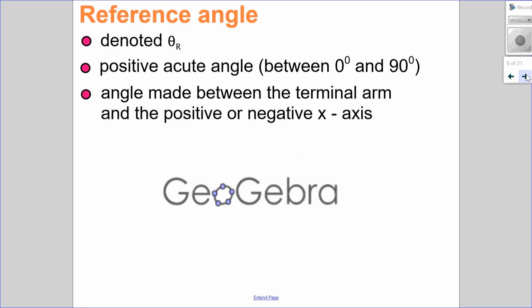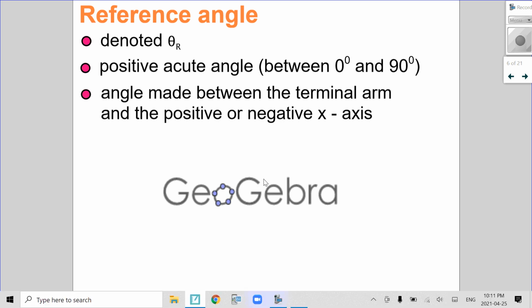We're also going to talk about reference angles. Now, reference angles denoted as theta sub r. Reference angles are a positive acute angle. Acute meaning it's between 0 and 90 degrees. Now, a reference angle is the angle made between the terminal arm and the positive or negative x-axis.